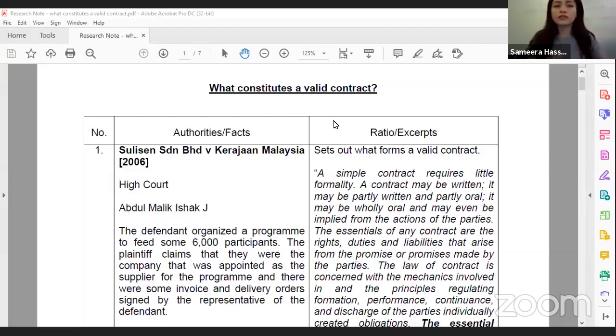So we're not going to go too much into it, but just know that the element is there, that there has to be an offer. Again, like I said, when it comes to the real world, let's take a breach of contract, a dispute in relation to a breach of contract. Let's take an example, because I normally do construction matters. So let's take a construction contract.